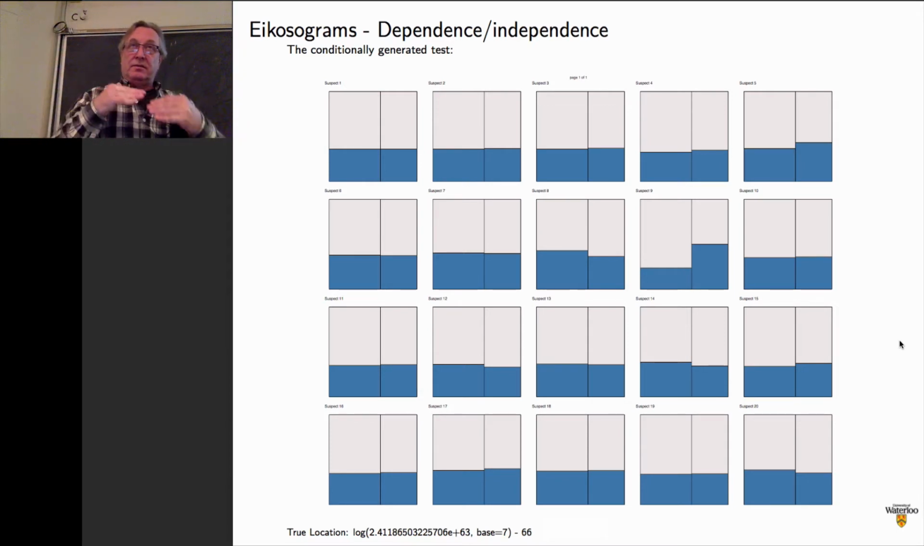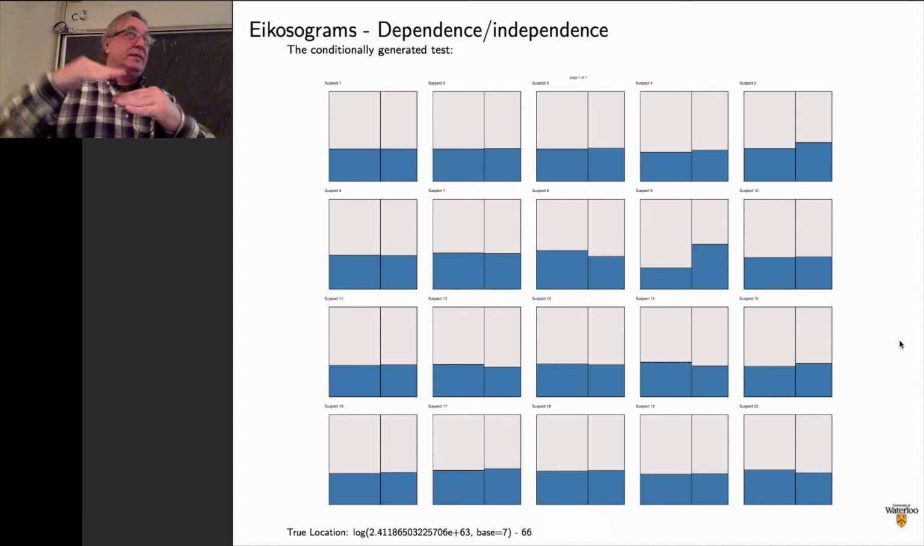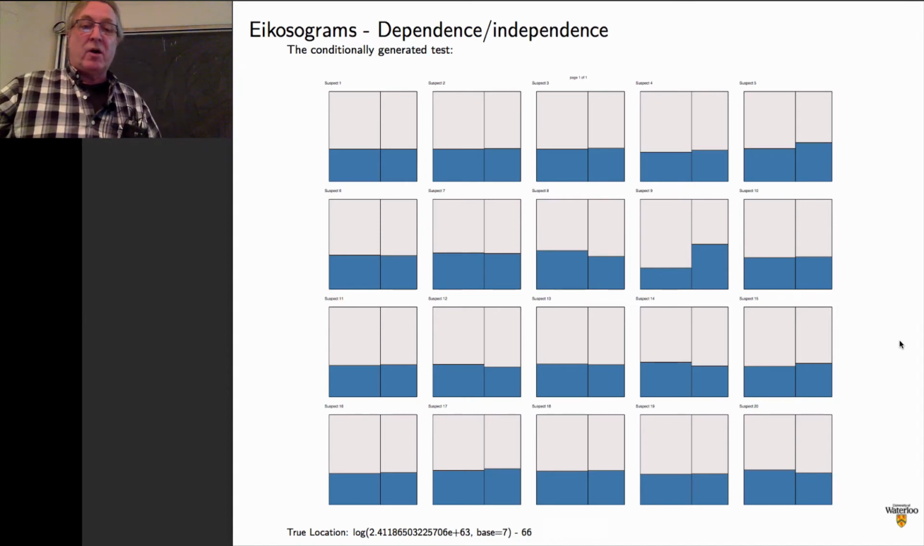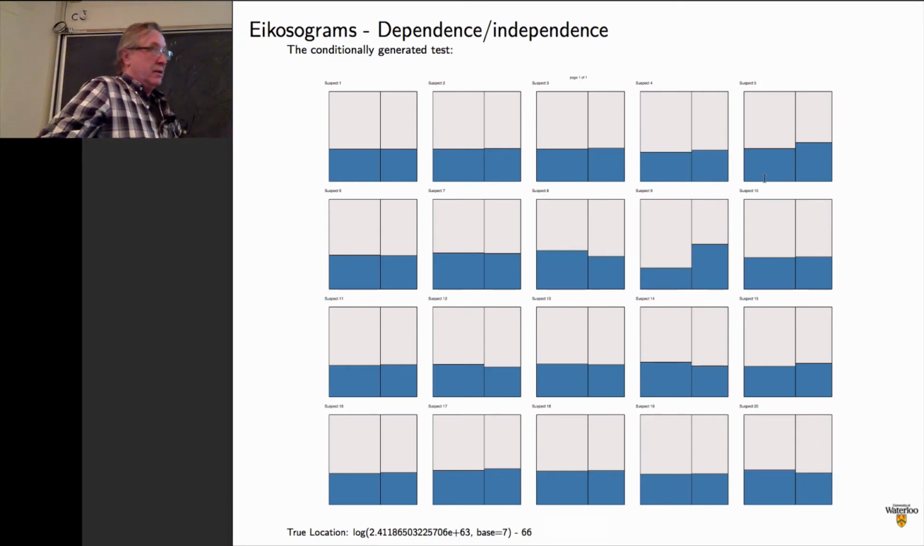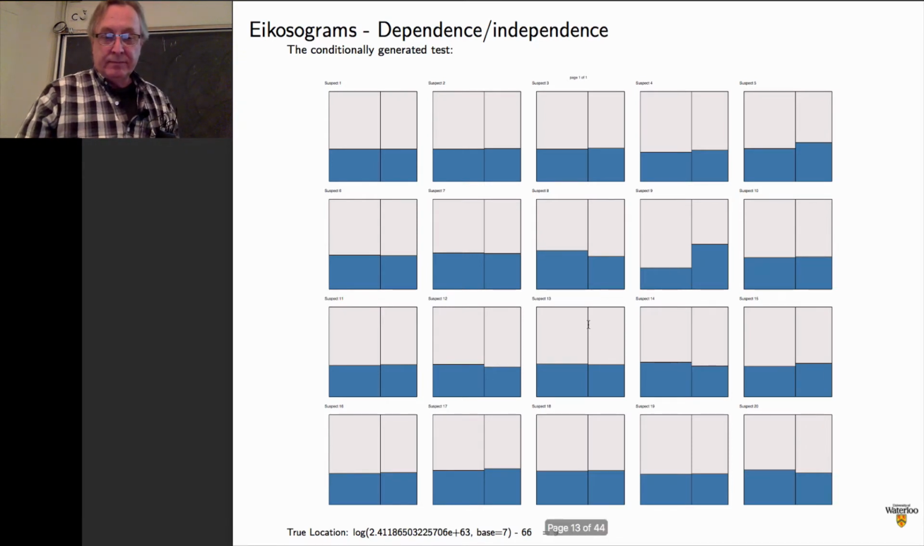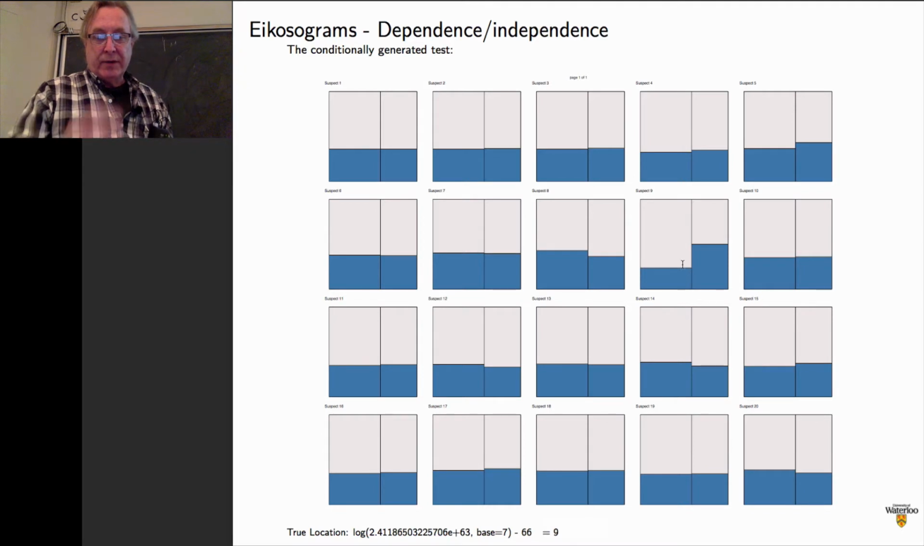Independence is going to be flat. And because we've got data here, there's a random generation, we're not always going to see flat things, even if they are independently generated. So what we're looking for is the least flat looking Eikosogram. Which shouldn't be too hard to detect. I imagine everybody's going to pick that one. That's the right answer. So evidence against the hypothesis of independence immediately just from these displays.